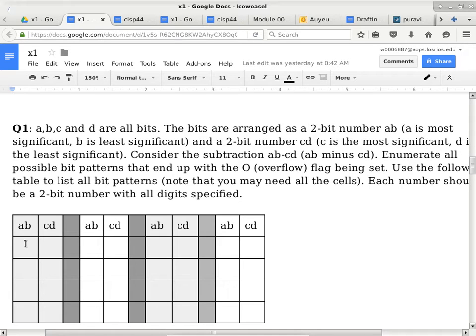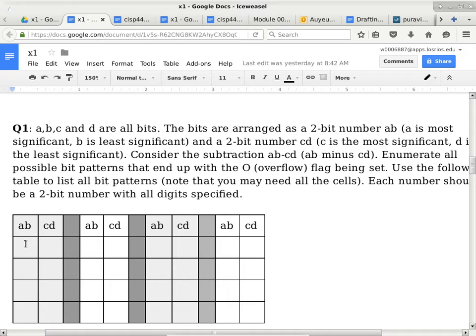Well, the question is asking about subtraction. We're dealing with 2-bit subtractions, and there are 16 possible combinations. However, the overflow bit means the sign of the result does not make any sense. Okay, you guys do remember that?